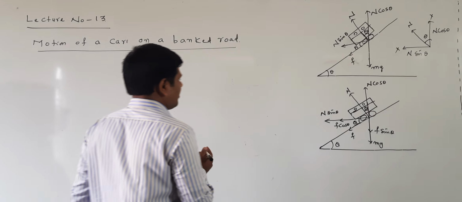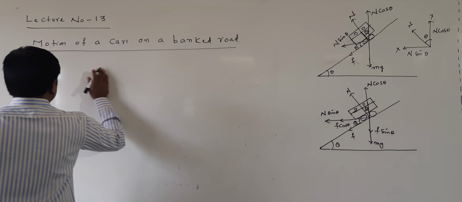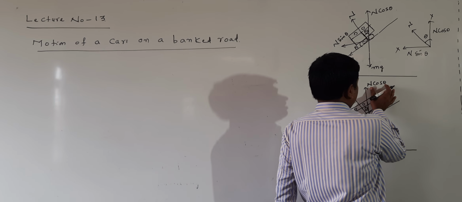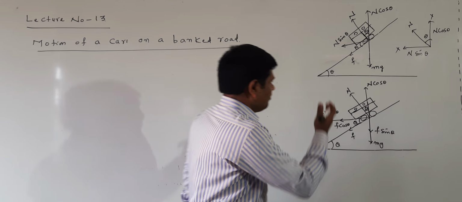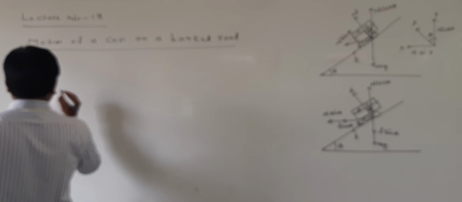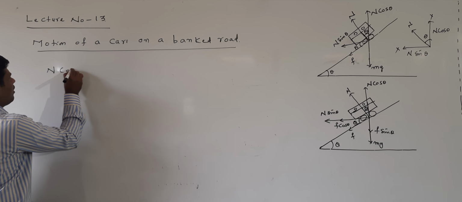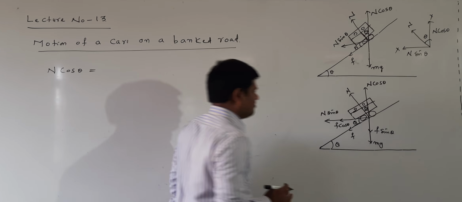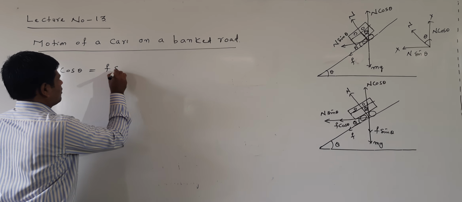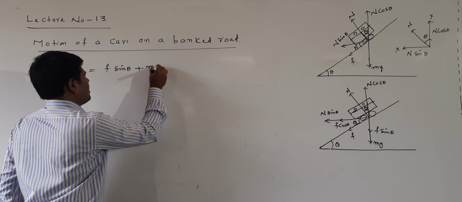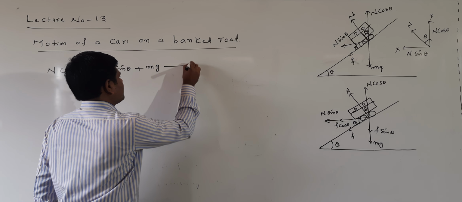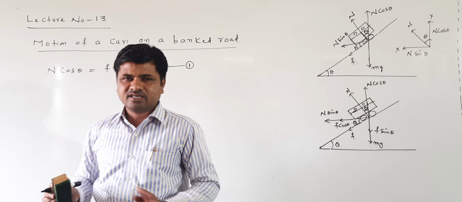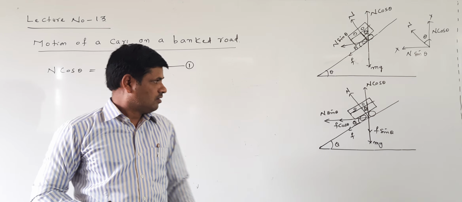Now, what am I writing here from this diagram? First of all, I am comparing the upward force with the downward forces. Observing the diagram, the upward force is n cos theta. The downward force is f sin theta plus mg. F sin theta plus mg. This is given as equation number 1. The upward forces are balanced by the downward forces and the car is moving safely on the road.